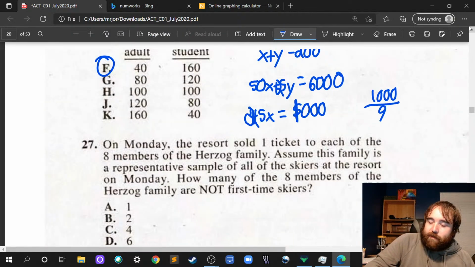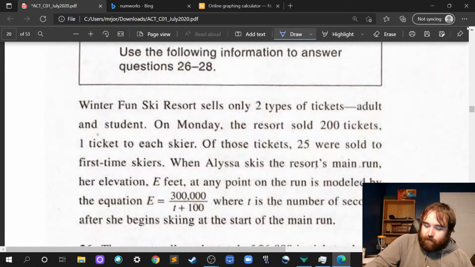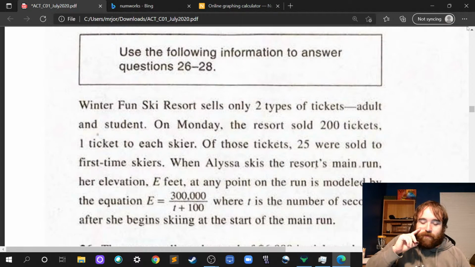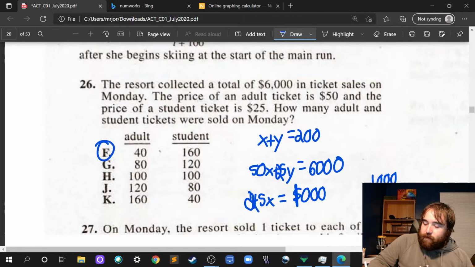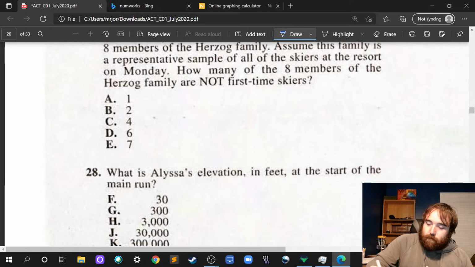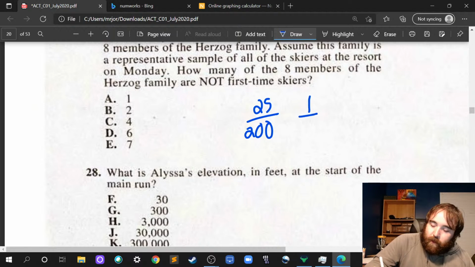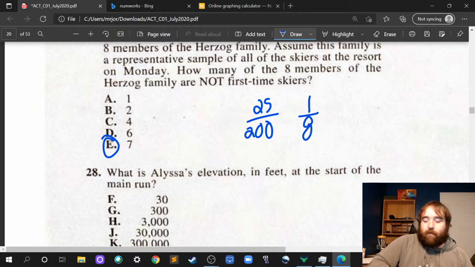So I got to go back up and see about first-time skiers, I guess. Why did they put this all in one paragraph? Of those tickets, 25 were sold to first-time skiers. So 25 out of 200 are first-time skiers. And that's 1/8. So 7 are not first-time skiers.